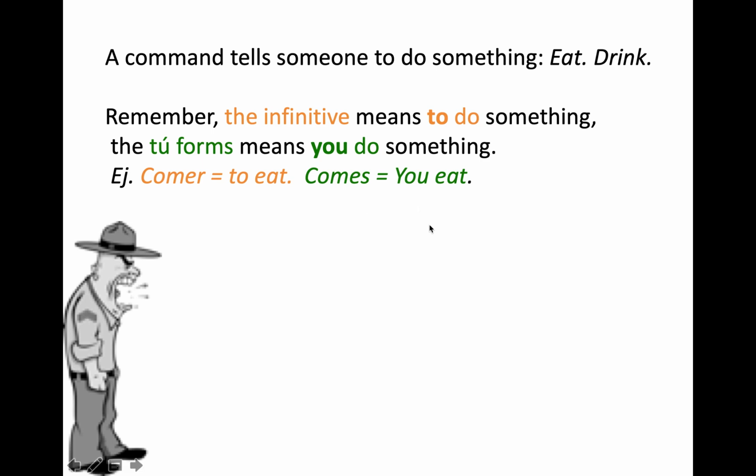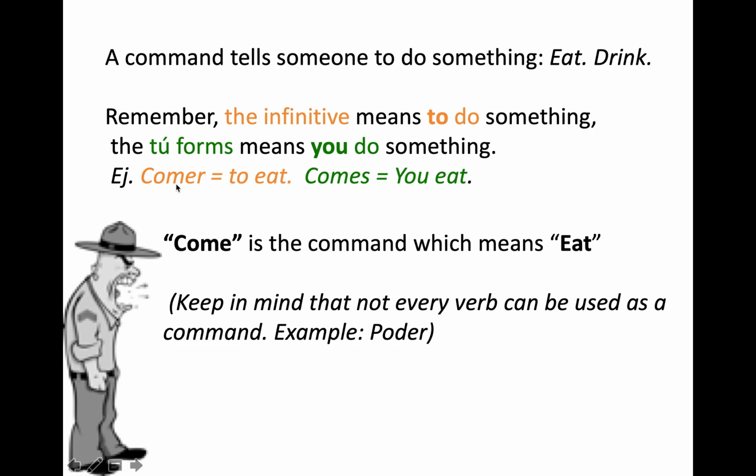So there is a difference between an affirmative tú command form and the actual regular tú form of the verb. Okay, so we have comer. The command form of comer to someone you address as tú is come. It's the command form, and it would just mean eat. So if I were to look at you and say, come tu desayuno, that means eat your breakfast. As opposed to if I said tú comes tu desayuno, you eat your breakfast, that would be a factual statement. So it says, keep in mind that not every verb can be used as a command. For example, poder we would not use as a command.